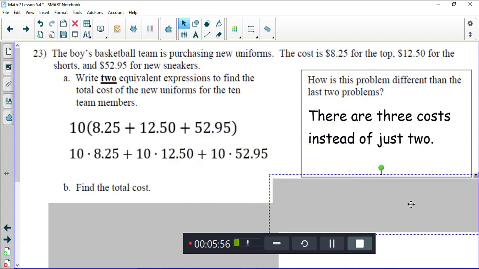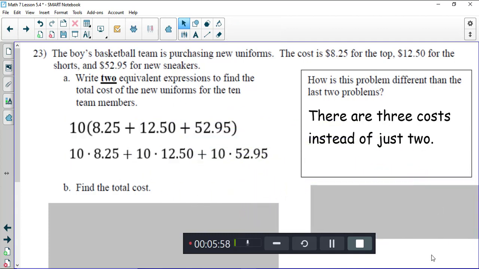Maybe I'm going to delete it, or maybe I'm just going to move it out of the way since it doesn't want to delete. We've got 10 for the 10 team members that we're talking about. Oh, sorry, I should actually read part A. That would help. Part A says to write two equivalent expressions to find the total cost of the new uniforms for the 10 team members.